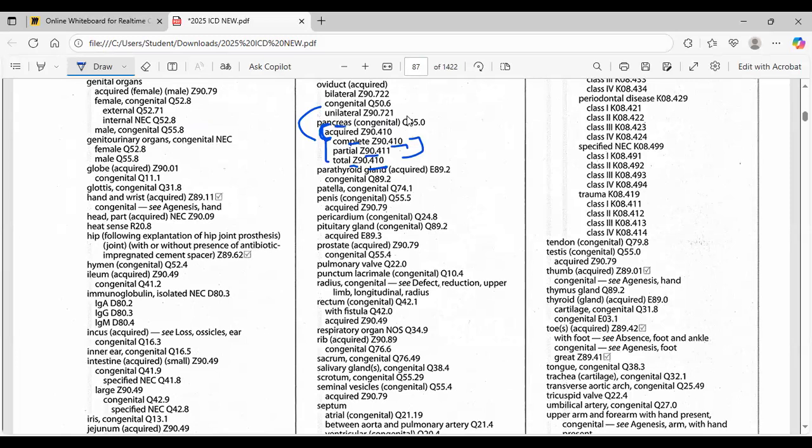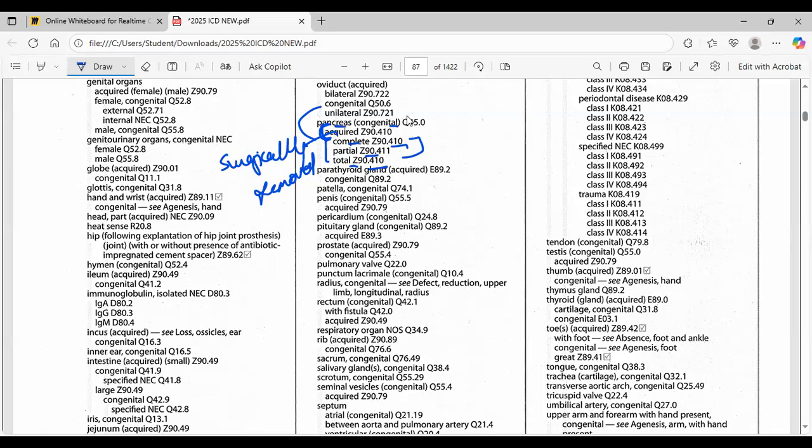Here we have two options, one for the congenital and the other for the acquired. Congenital means that the patient does not have the pancreas since birth, and acquired means surgically removed. In our case, it has been surgically removed. That's the only reason the patient is coming with the post-procedural diabetes.